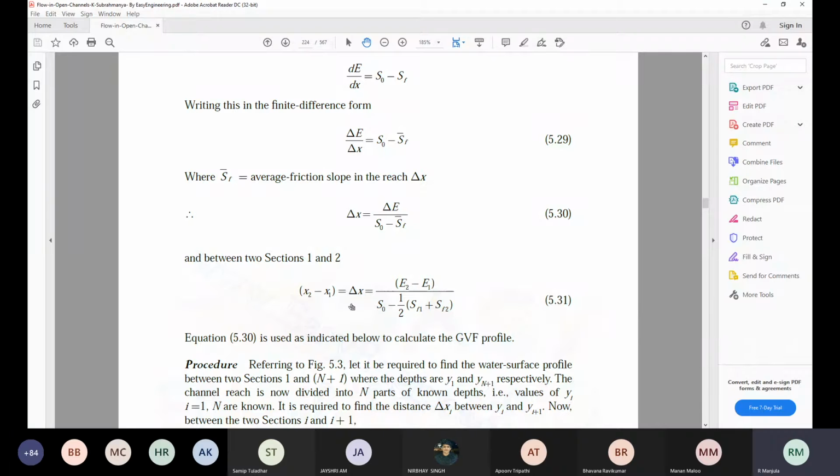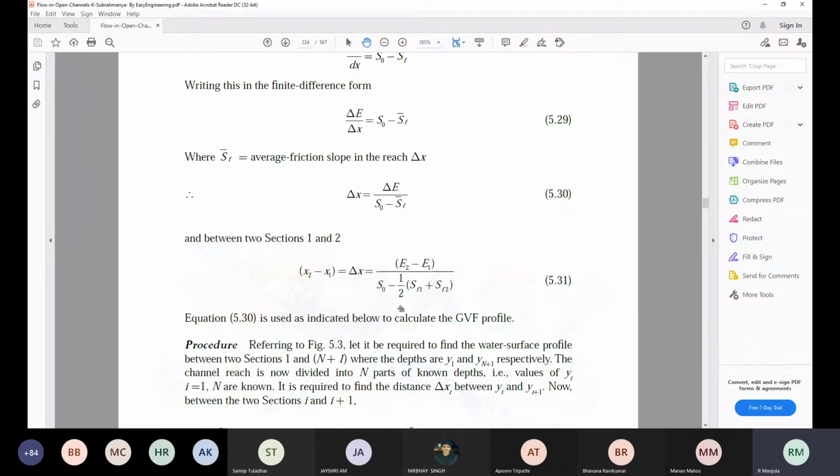If you substitute these values, you will get the GVF profile reach. How to compute this? Since delta X is the distance, you can calculate the respective varied flow depth. If you know both, you will be able to plot the water surface profile. Now let us consider two sections, section 1 and section n plus 1, where n is the number of parts into which you are dividing. Let the depths be y1, y2, y3 up to yn plus 1.